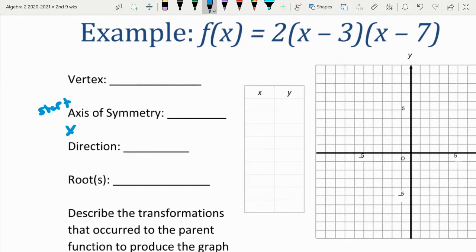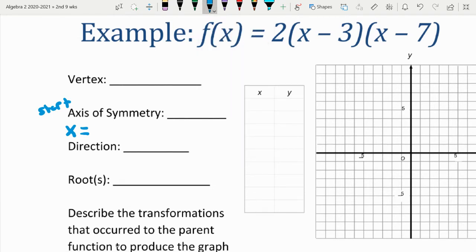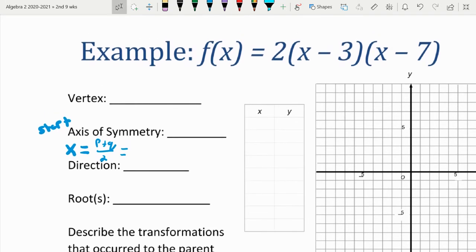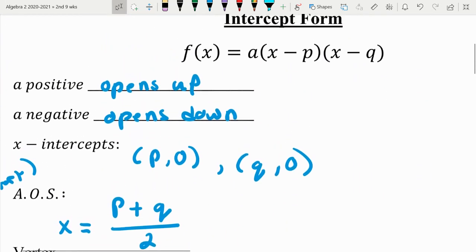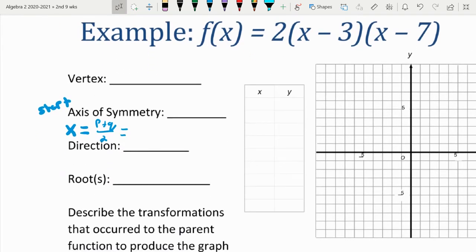So your axis of symmetry: x is going to equal p plus q over 2. Look at your values here. We've got -3 and -7. When we take these values out, because the formula has a negative sign, we're going to have to change those numbers to be opposite. So instead of -3, this is really going to be a +3.